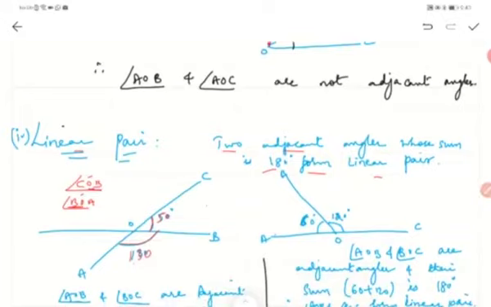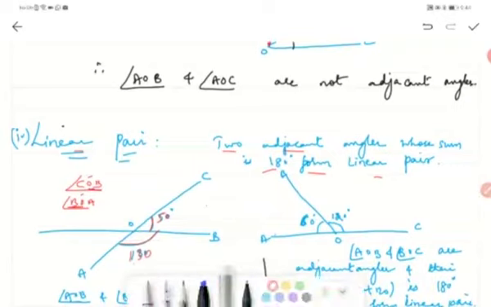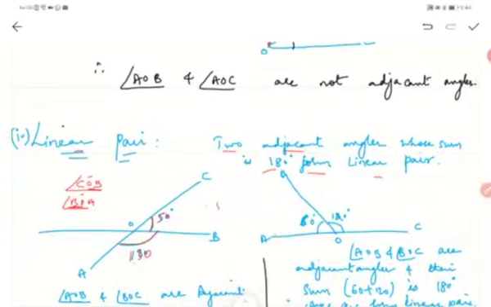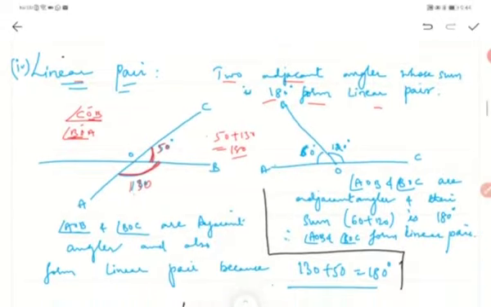Now these adjacent angles, do they form a linear pair? Add this 50 plus 130. One angle is 50 and the other angle is 130. So this is equal to how much? 180. Therefore, the pair of 50 degree angle and 130 degree angle, which are also adjacent, forms a linear pair. Okay.